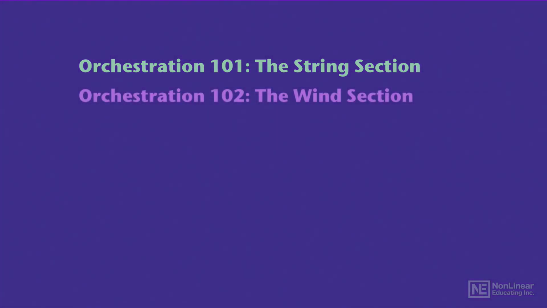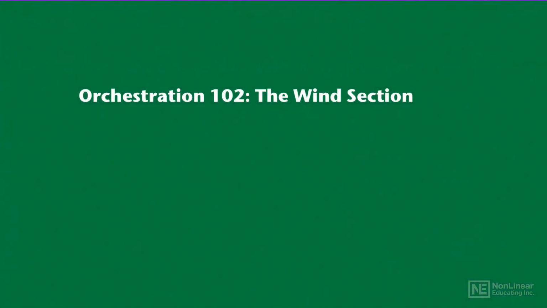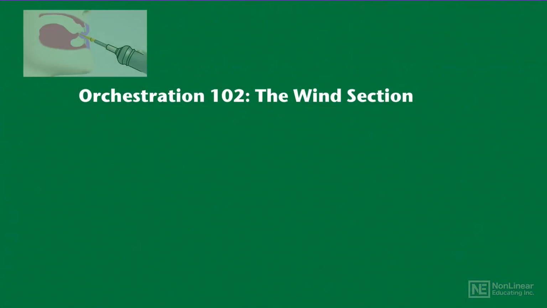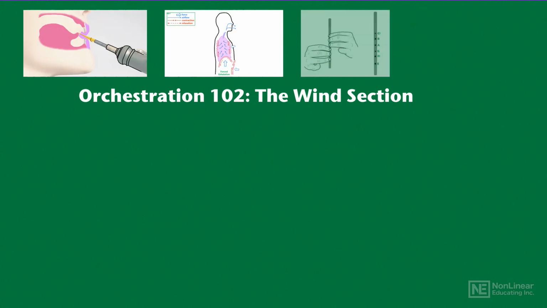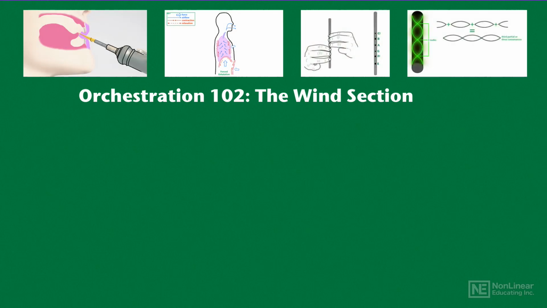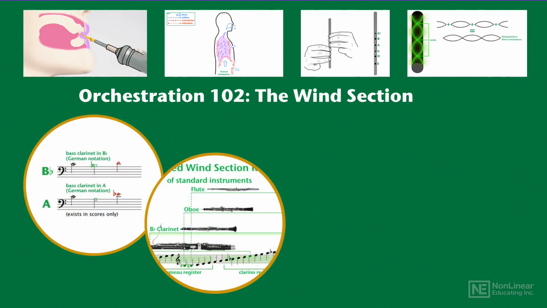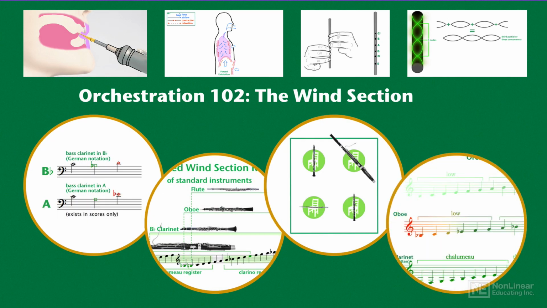The Orchestration 102 course deals with the fundamentals of how wind instruments work, like tone production, breathing, fingering systems, and overblowing. 102 also introduces you to practical concerns of scoring, such as transpositions, score positions, seating plans, and dynamic ranges. Even though that information covers a lot of ground, it still has only one primary focus: the context you need in order to understand the wind section as an orchestral group.